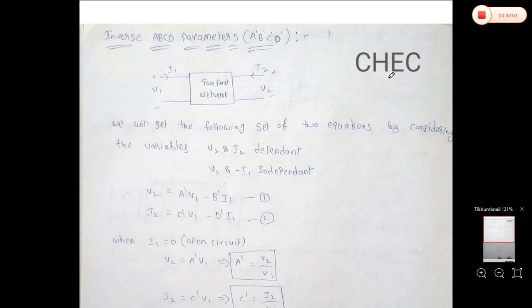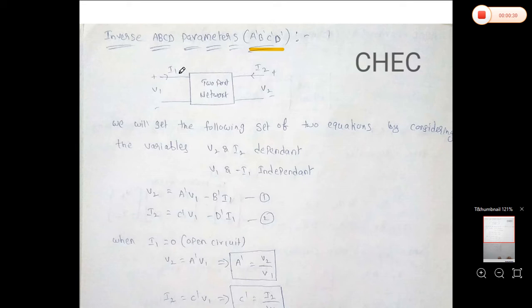Hi, all of you. Coming to the next topic, inverse ABCD parameters. That is A dash, B dash, C dash, D dash, also called transmission parameters. ABCD parameters are also called transmission parameters. Inverse ABCD parameters are called inverse transmission parameters, right?